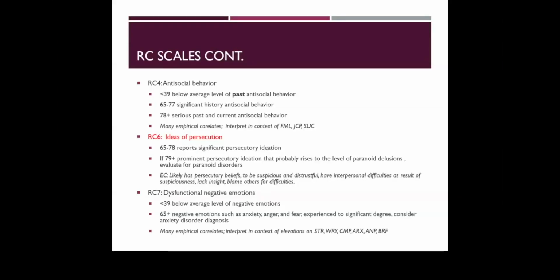So low scores indicate a below average level of negative emotions, whereas elevated scores suggest report of negative emotions. Again, could be any of them: anxiety, anger, fear. But there are many clinical correlates. And so the manual points out it may be any of these. So you want to look specifically at stress and worry and compulsions and anxiety related symptoms and anger proneness and brief restrictive fears to get more at the flavor of what are the distinct empirical correlates and content endorsed by the person.